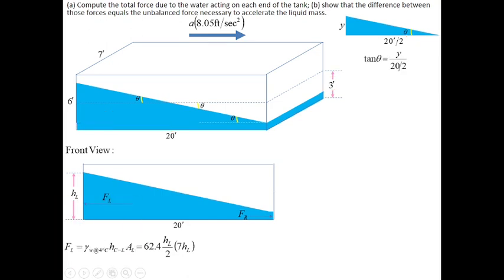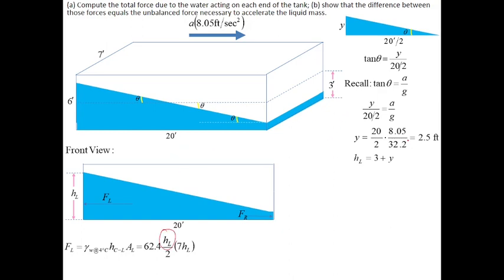So tangent theta is opposite over adjacent. So recall also that tangent theta that we derived is A over G. Okay, so tangent theta is y over 20 over 2 equals A over G. So our y is 20 over 2 multiplied by A, 8.05 feet per second squared over G, 32.2 feet per second squared. So the unit will be feet. 2.5 feet. So, HL, this is what we found.